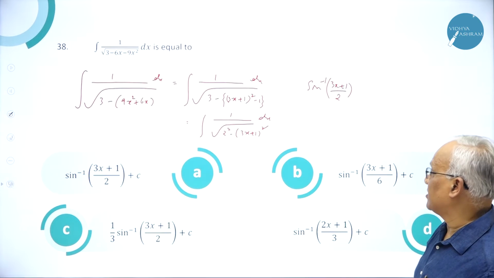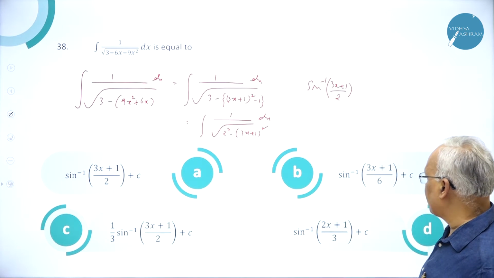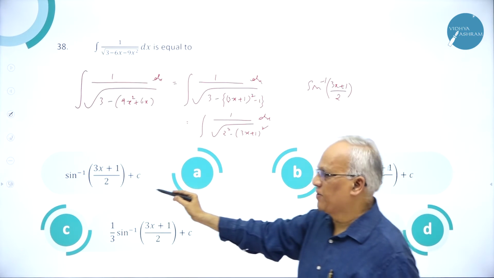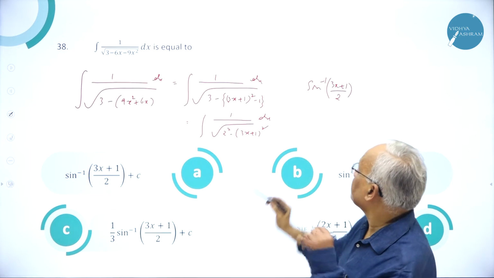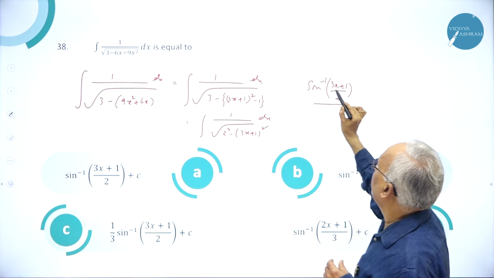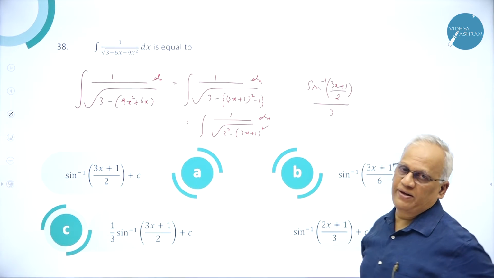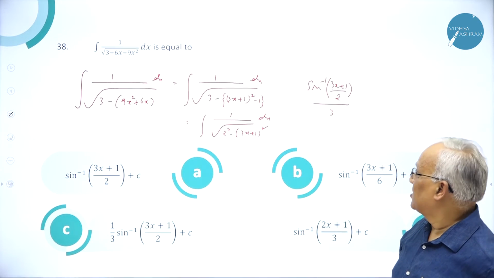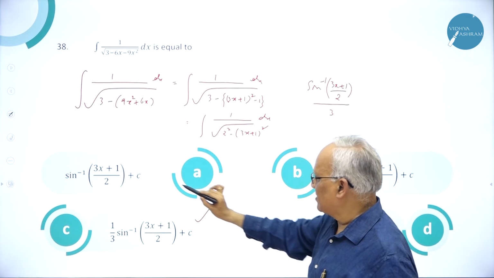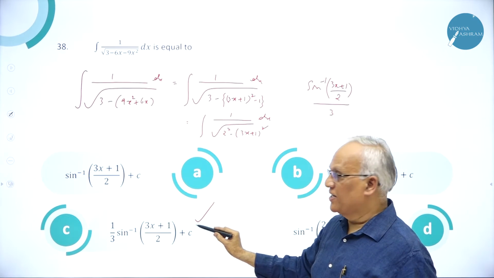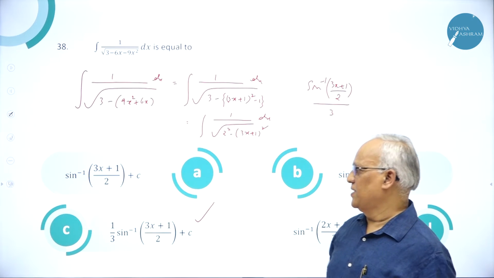The majority will go for this answer, sine inverse (3x plus 1) by 2. Usually you forget this step: divide by the coefficient of x, that's very, very important. Divide by 3. So the answer is this, not that. So we call it a distractor. It doesn't allow you to go to the correct answer.